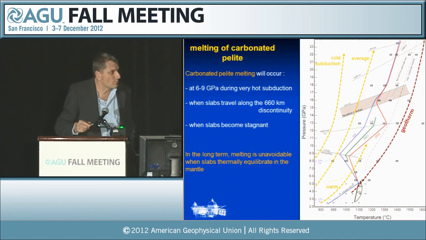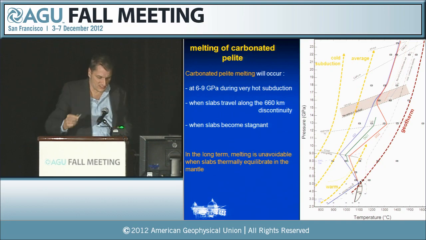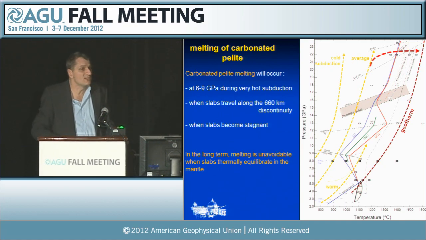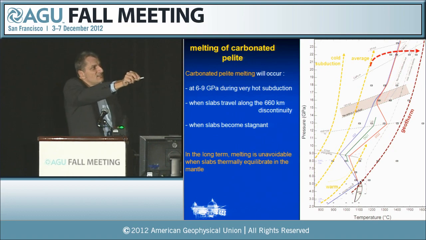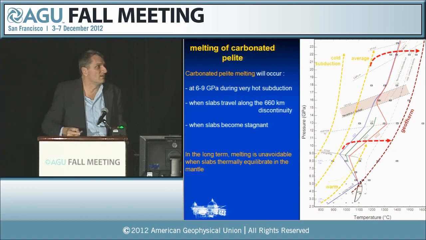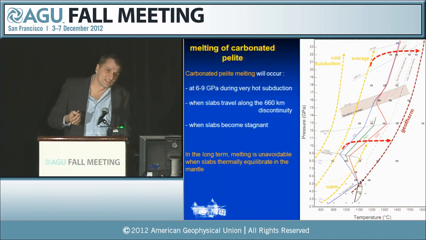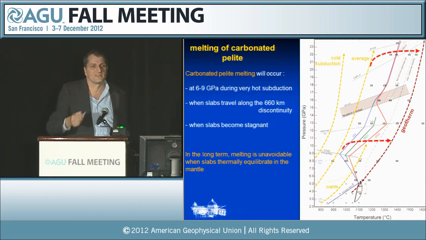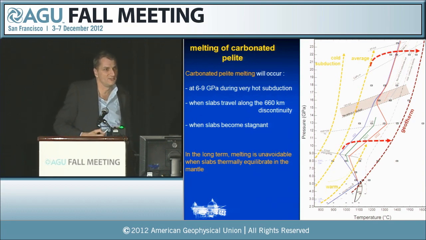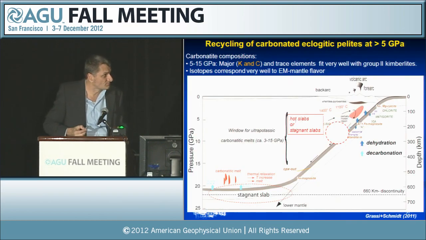kimberlite source region. Then you get more or less parallel, and there's almost no way you cross the solidus unless you do something like deflecting the slab at the 670, then you go to the geotherm, or you do a stagnant slab somewhere in the mantle. So when you relax the slab in temperature, then these pelites are going to melt. It's unavoidable. You cannot bring them to the temperature of the mantle without melting.